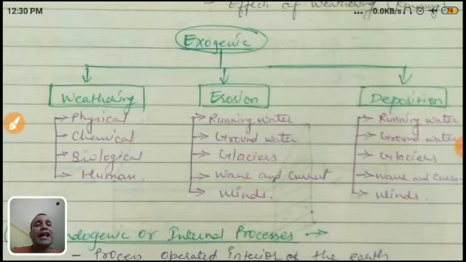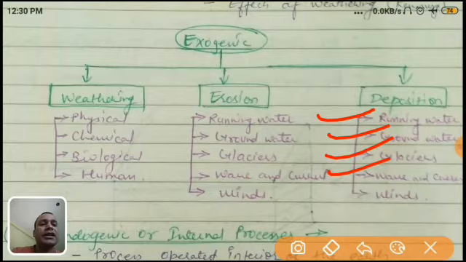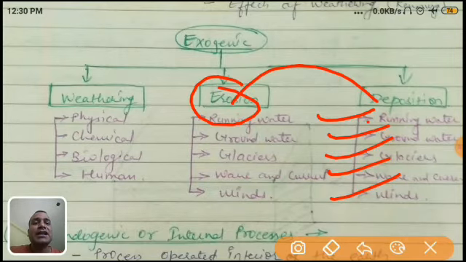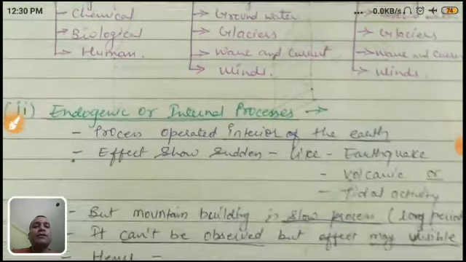It is also done with the help of the same agents: running water, groundwater, glaciers, waves and currents, and winds. So don't confuse the two things. Erosion means the transportation. Remember, erosion means transportation and deposition means the collection. Okay, I hope you understand. So now I am moving forward.